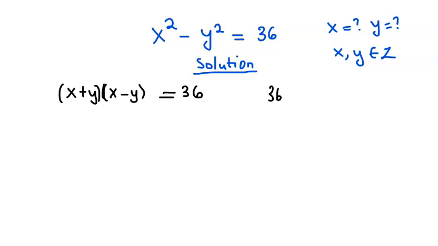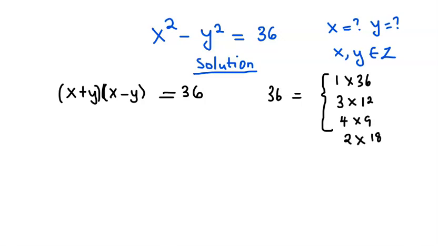Now 36 is equal to 1 multiplied by 36, right? It is also equal to 3 multiplied by 12, also equal to 4 multiplied by 9. Oh, we missed 2, right? So it's also equal to 2 multiplied by 18. Yes, right? Any other one? It is also equal to 6 multiplied by 6.